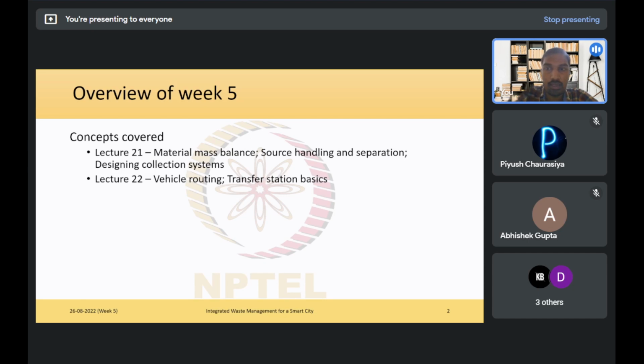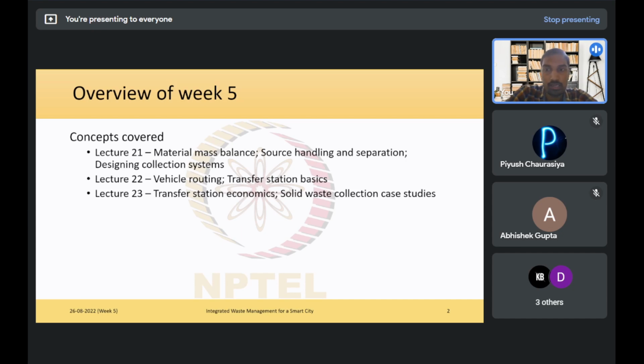Then in the second lecture of this week, lecture 22, we looked at the problem of vehicle routing, right? This is with respect to transportation of the collected waste. So how can we do that efficiently? That is a vehicle routing problem. We want to optimize the total distance or the total time that is spent in transporting the collected waste. And then we also looked at some basics related to transfer stations and how they help, right?